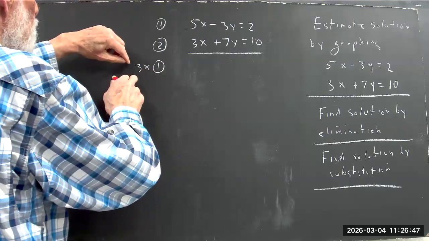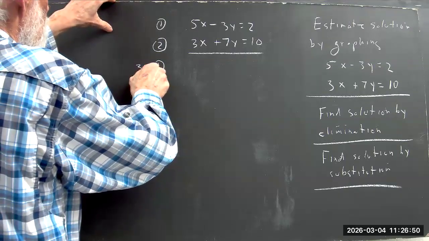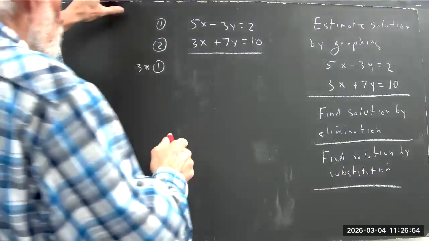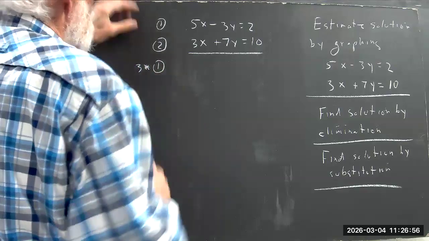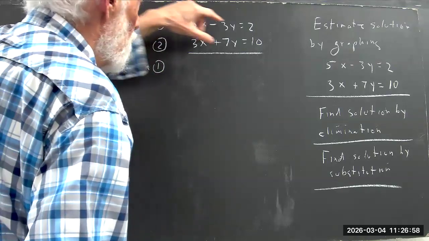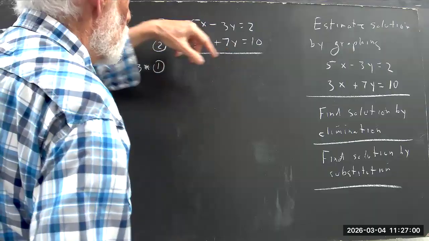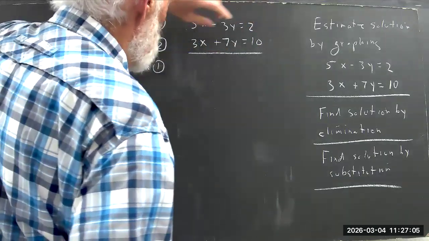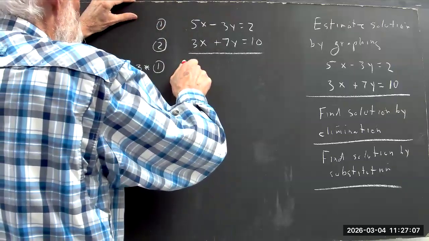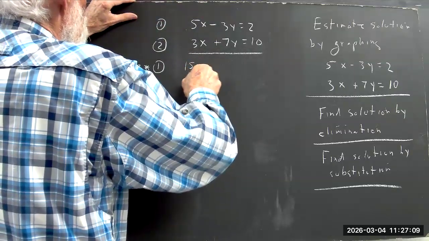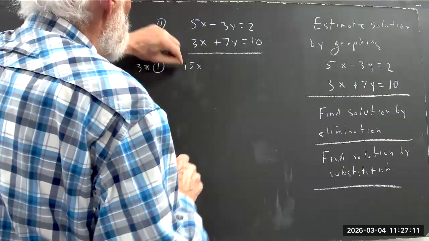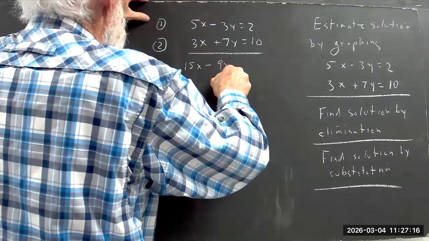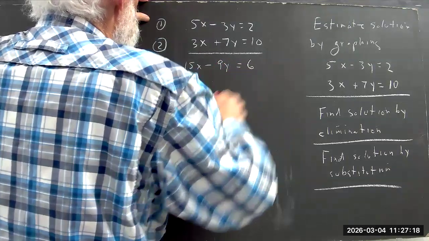So out to the left, I'll indicate 3 multiplied by circle 1 to indicate what I've done with the first equation. That means I multiply every coefficient in the first equation by 3. Officially, I multiply the left side by 3 and the right side by 3. On the left side, I would use the distributive law. Anyhow, 3 times 5x is 15x, 3 times negative 3y is negative 9y, and 3 times 2 is 6.